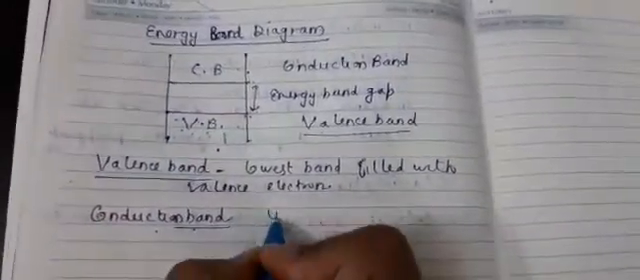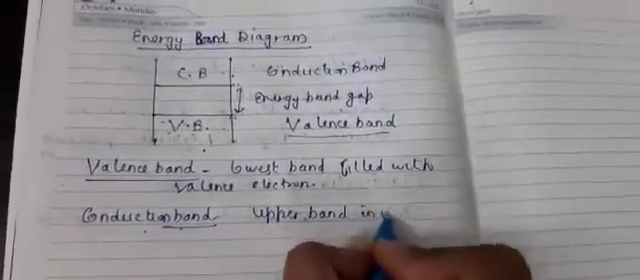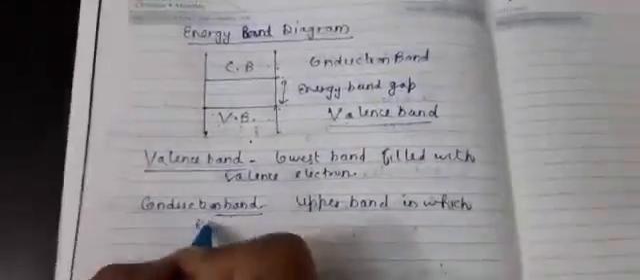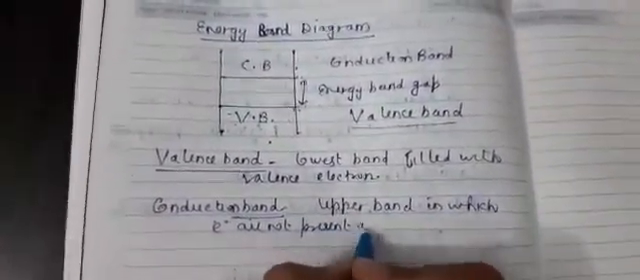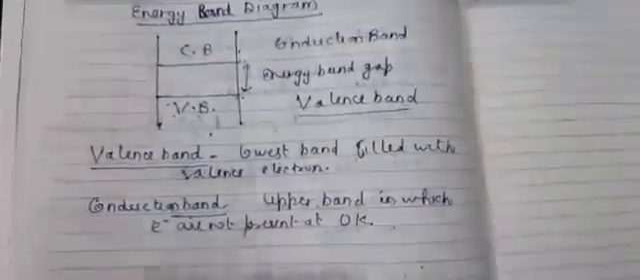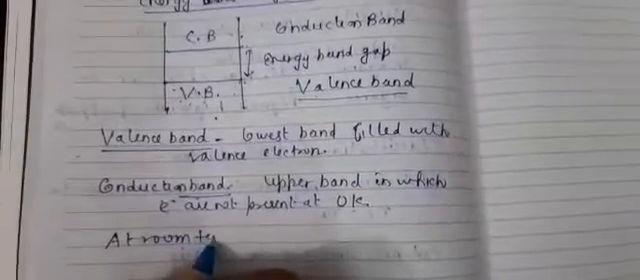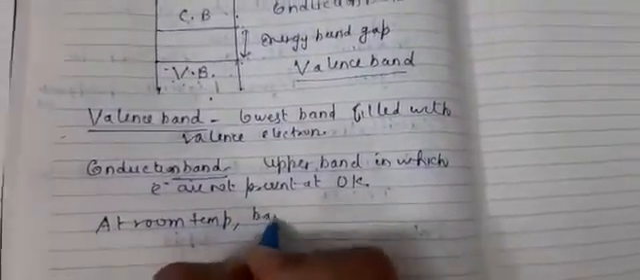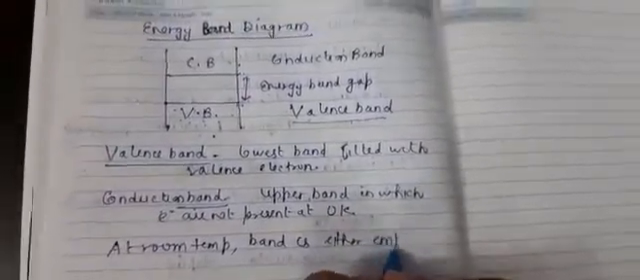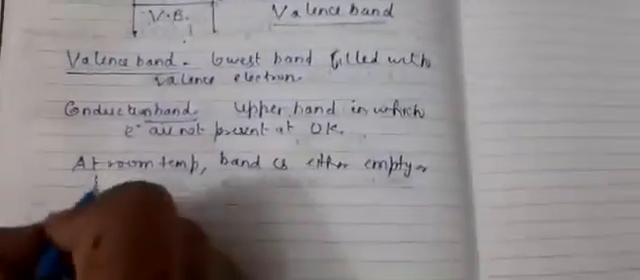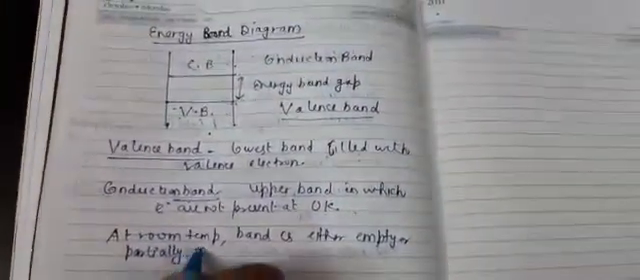This is the upper band in which electrons are not present, especially initially at 0 Kelvin. So at room temperature, the band is either empty or partially filled. This depends on the different materials we are using.